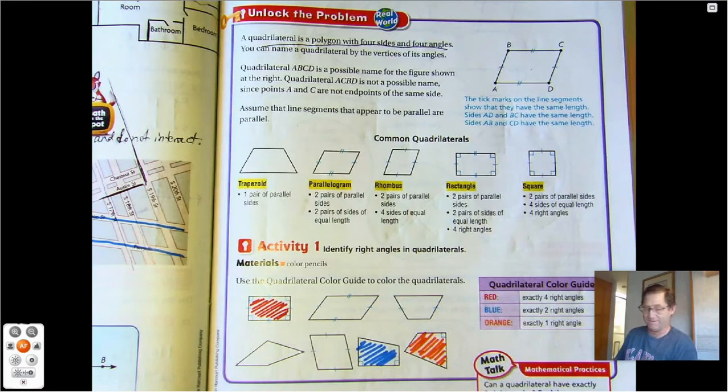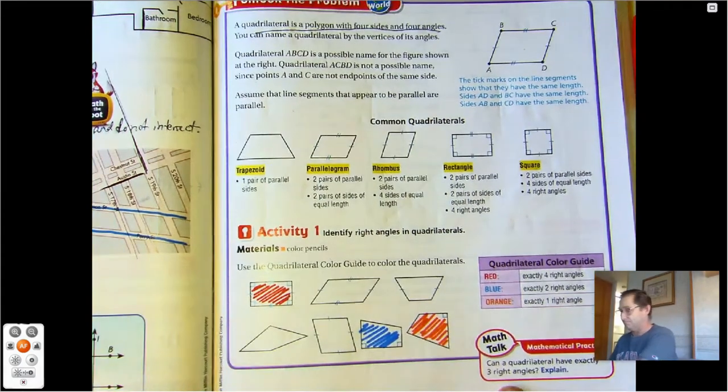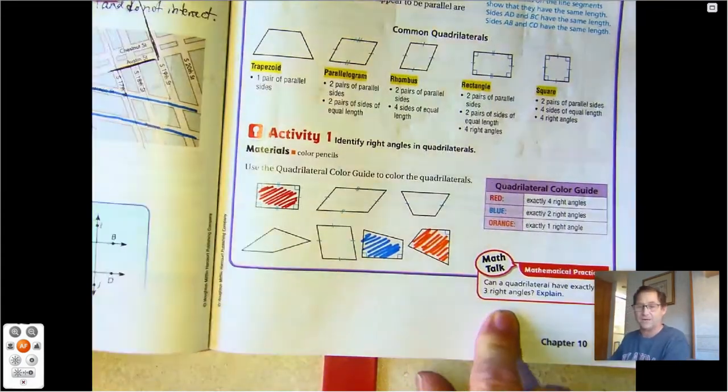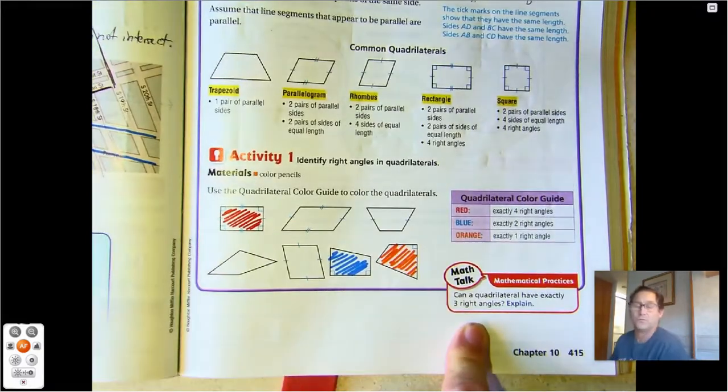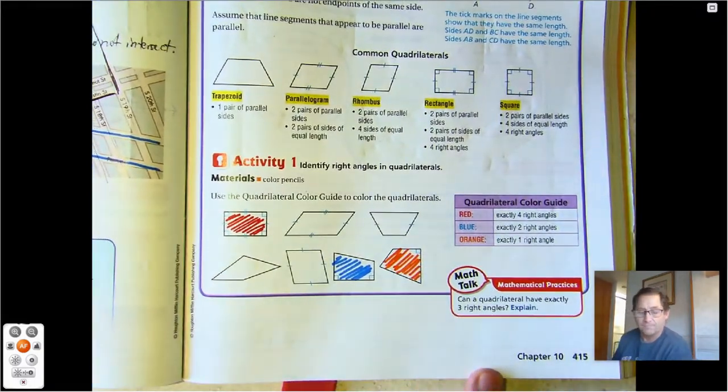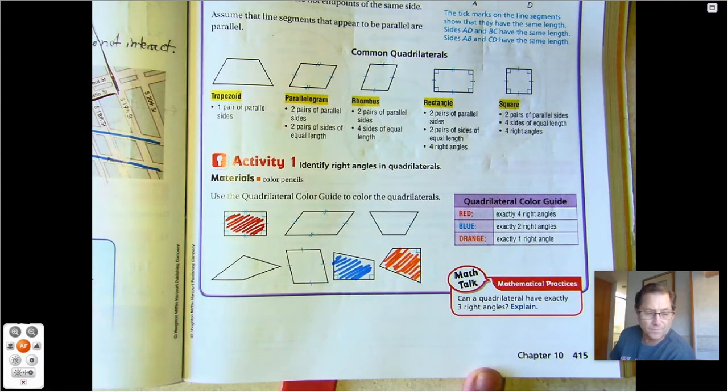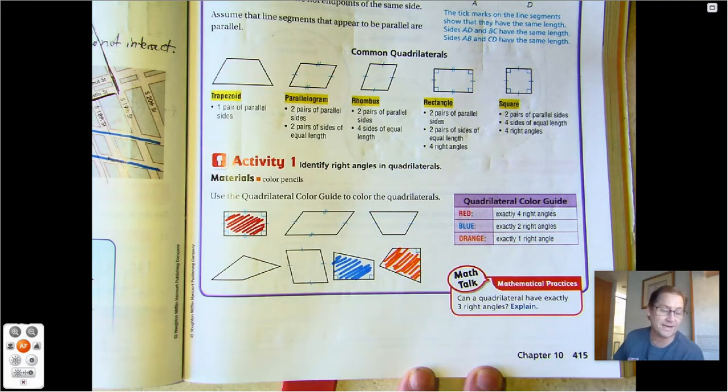Can a quadrilateral have exactly 3 right angles on the math talk? No. If a quadrilateral has 3 right angles, the 4th angle must also be a right angle.